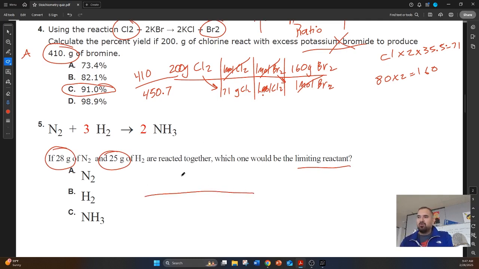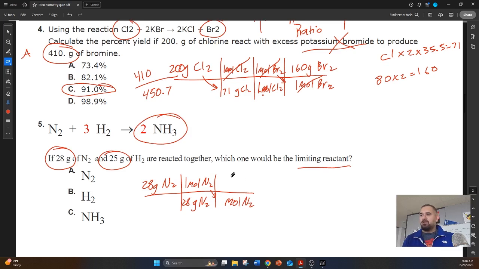This is basically two-step problems because we're starting out with grams. Our first step is going to be to convert to moles. So 28 grams of N2. Down here, we're going to put grams of N2. Then we need to calculate the molar mass of N2, which is 2 times 14, which is 28, for every 1 mole of N2. And then down here, we put moles of N2. And then at the top, we're going to put NH3, which is what we're trying to produce. So moles of NH3. And then our ratio is going to be 1 of these for every 2 of these.